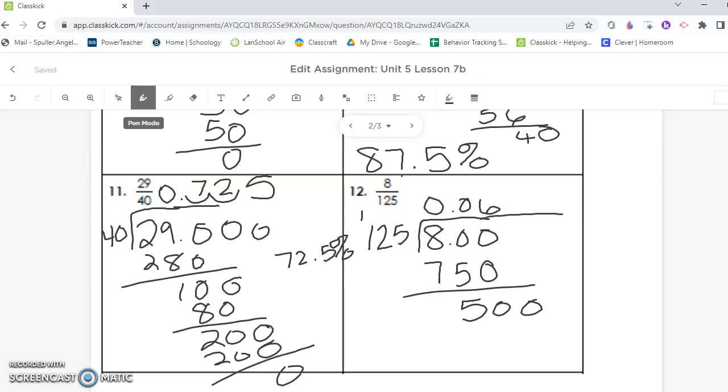Okay. I go in there 4 times. 4 times 5 is 20, carry the 2. 4 times 2 is 8, plus 2 is 10, carry the 1. 4 times 1 is 4, plus 1 is 5. I have 0 left, but I move it 1, 2, and that's going to give me 6.4%.